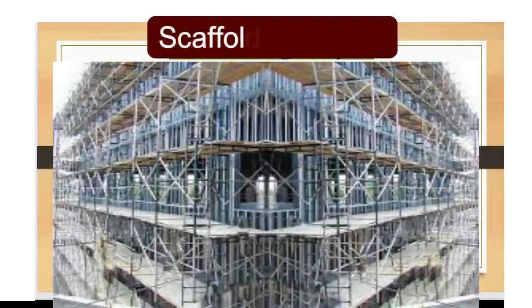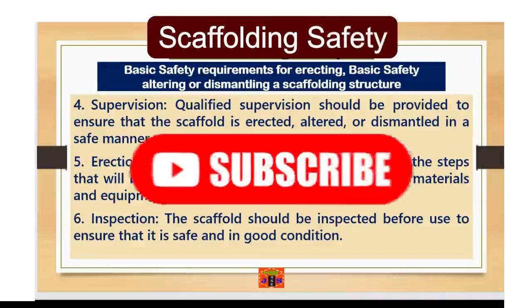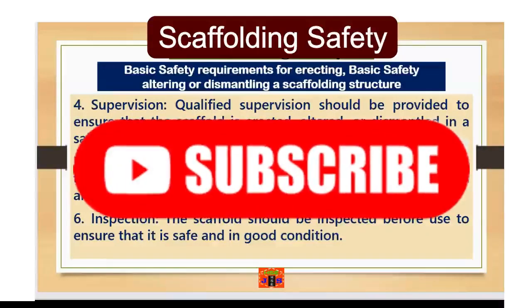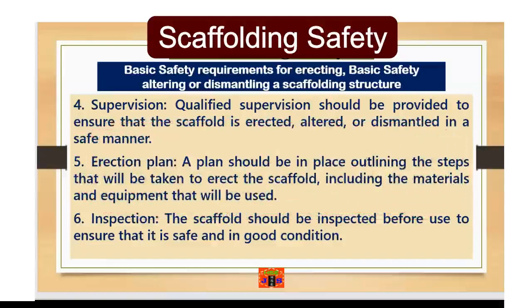Number five: erection plan. A plan should be in place outlining the steps that will be taken to erect the scaffold, including the materials and equipment that will be used. Point number six: inspection. The scaffold should be inspected before use to ensure that it is safe and in good working condition.